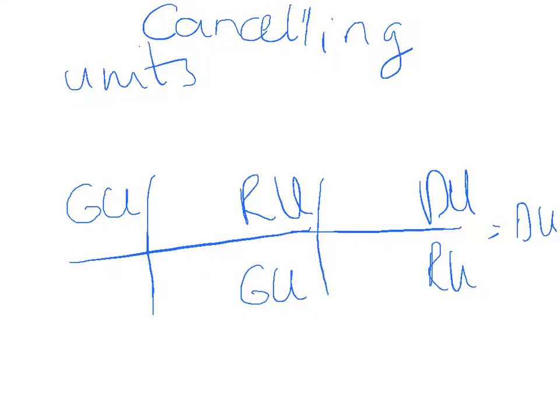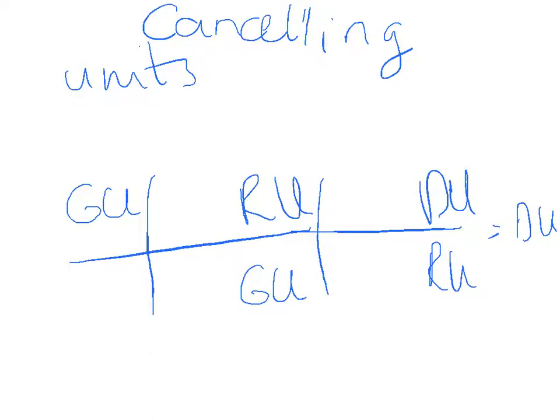Okay, so I was saying that you can go from a given unit to a desired unit. In this case, we'll notate our given unit as GU and our desired unit as DU. Now, in order to convert from one to another, you must have some kind of relationship. So for example, if I want to convert from grams to kilograms, I know that 1 kilogram equals 1,000 grams. That's my relative unit.